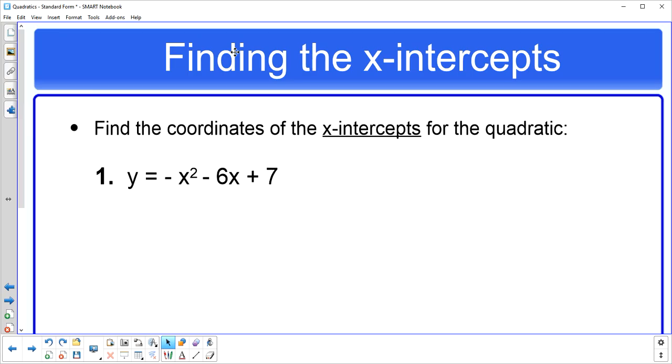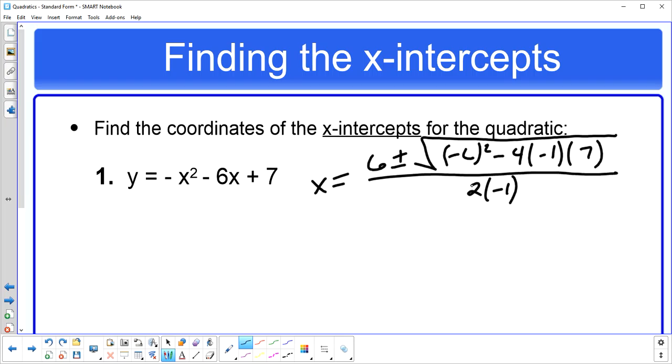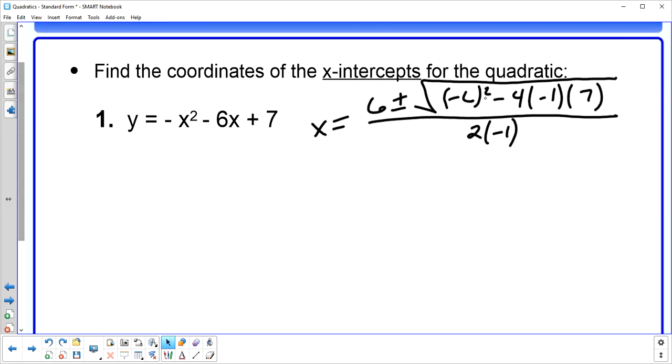Okay, if we talk about our x-intercepts then, we're going back to our quadratic formula, and we're going to plug that into that big ugly thing. So negative b becomes 6, plus or minus, we have that big ugly square root. Negative 6 squared minus 4 times a times c. And then it's all over 2 times a. So this goes back to before spring break for us this year. And we need to simplify under the square root first.